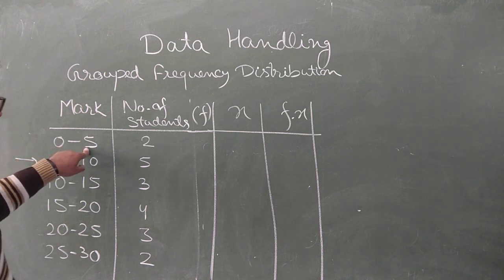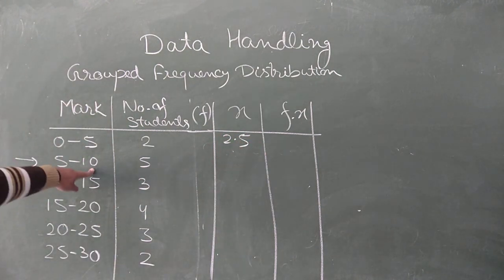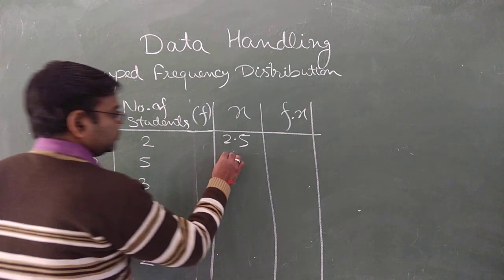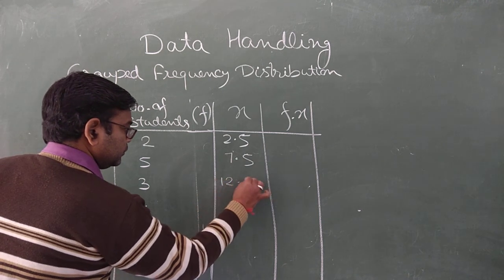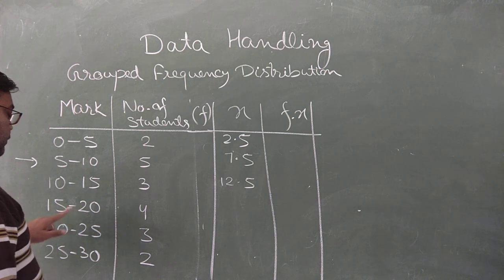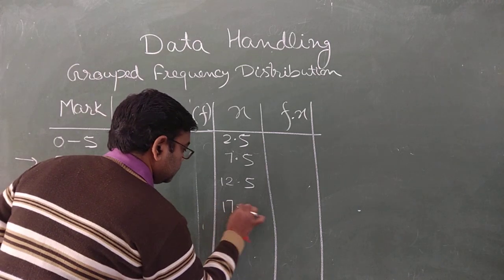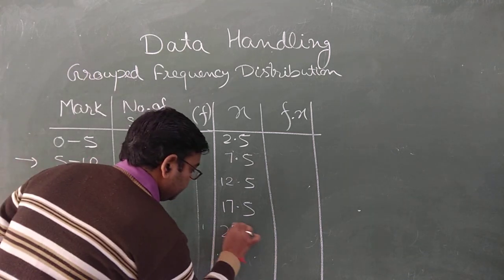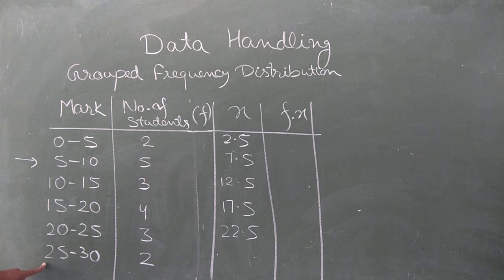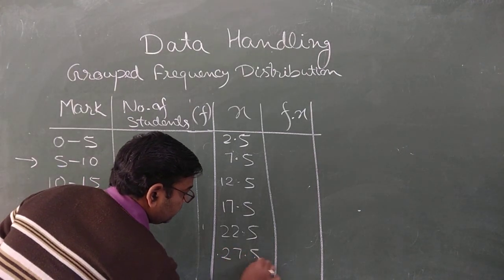So 0 plus 5 is 5, divided by 2 is 2.5. Similarly, 5 plus 10 is 15, divided by 2 is 7.5. Now so on, we move to 12.5. Then we have 15 plus 20, it's 35, 17.5. Then 20 plus 25 is 45, divided by 2 is 22.5. Then again 25 plus 30, 55 divided by 2 is 27.5. So this is your x.